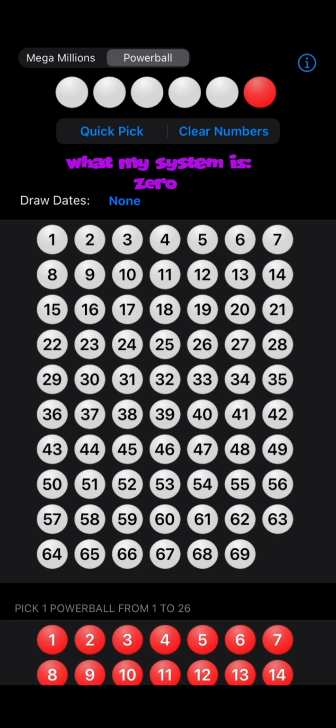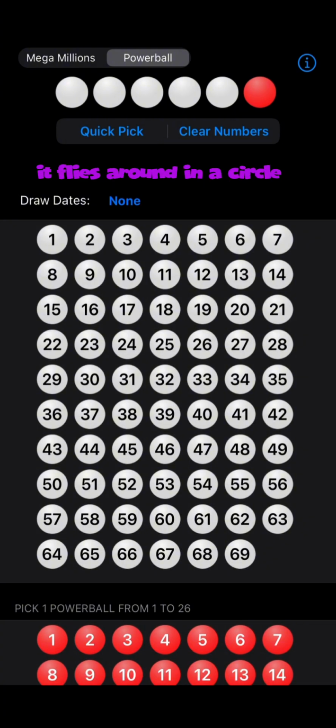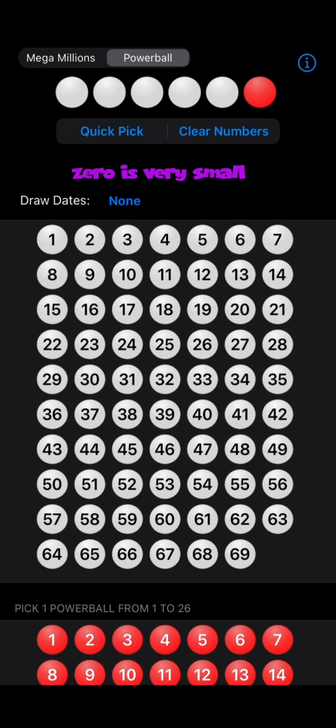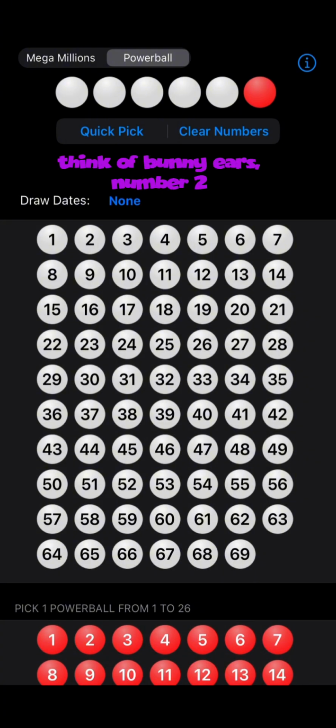What my system is, I go low to high, so the small animals go up to the larger ones. 0 is a hummingbird. Think of it flying around in a circle. That's 0, and 0 is very small. 1, I think of a mouse, the tail of a mouse. Mouse is 1. Number 2 is bunny. Think of bunny ears, 2 bunny ears.